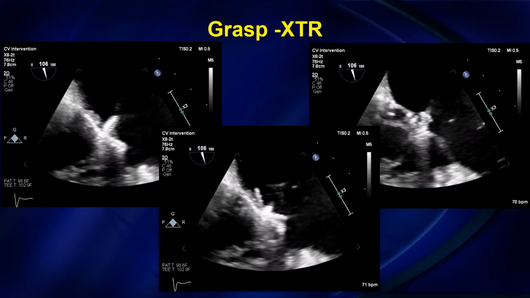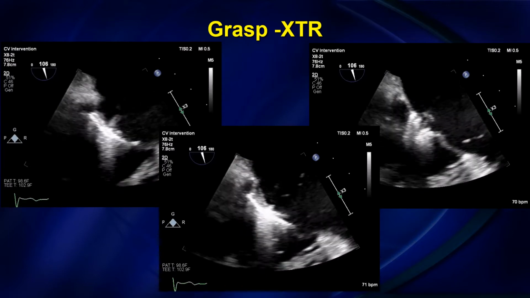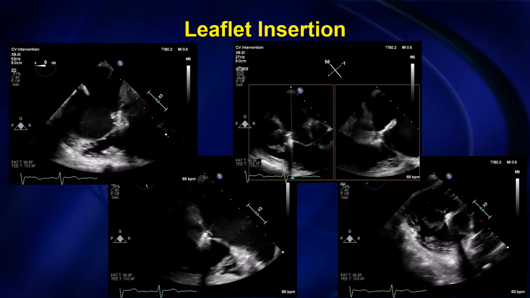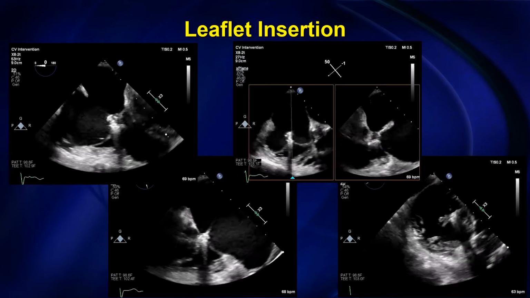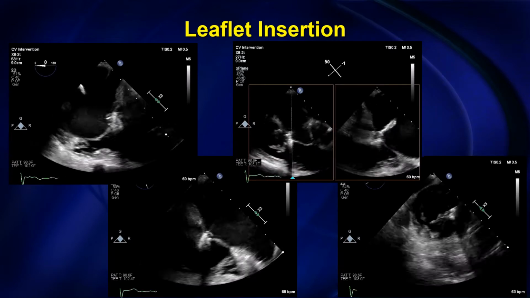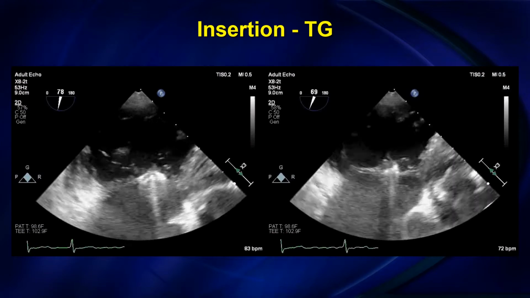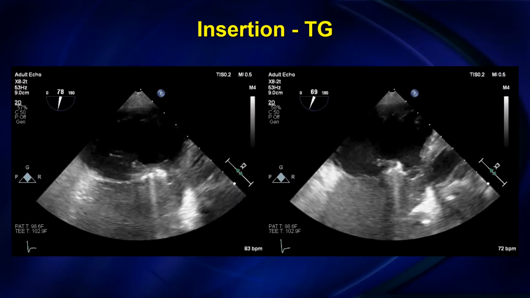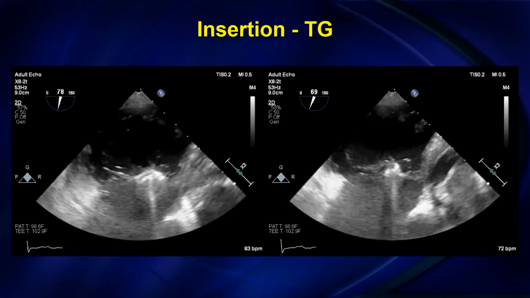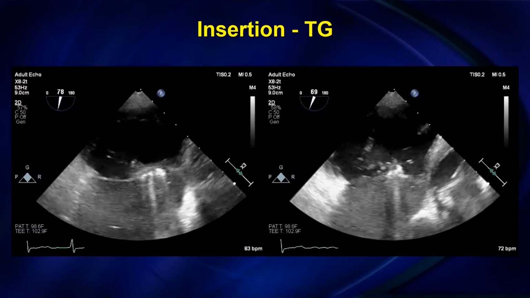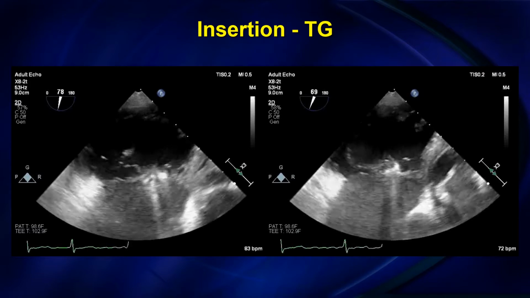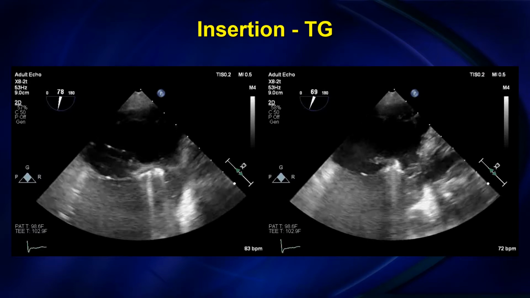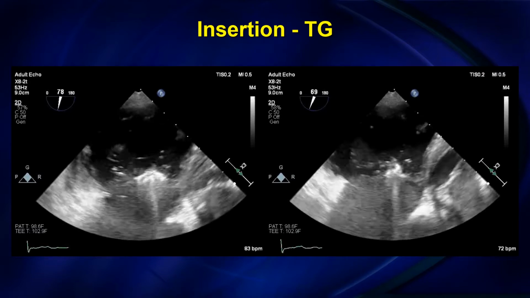Here's an XTR clip grasp. Leaflet insertion is then assessed in multiple views: four-chamber, long axis, commissural, and transgastric short axis views. Sometimes insertion can be difficult to assess from esophageal windows. Occasionally this can be assessed from a mid-transgastric position between the shallow transgastric short axis view and a deep transgastric view, where we can see the leaflets inserting into an upside-down view of the clip.